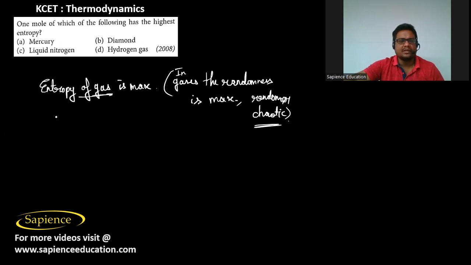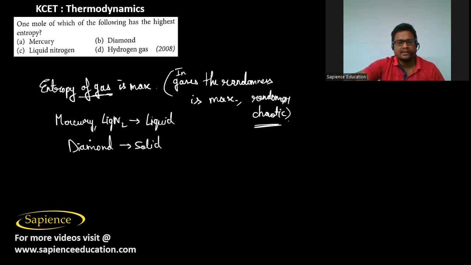As we know that mercury and liquid nitrogen are in the liquid state, and diamond is in the solid state. Diamond is in solid state, so they will have lesser randomness or lesser entropy than the hydrogen gas. So option D is the correct answer.